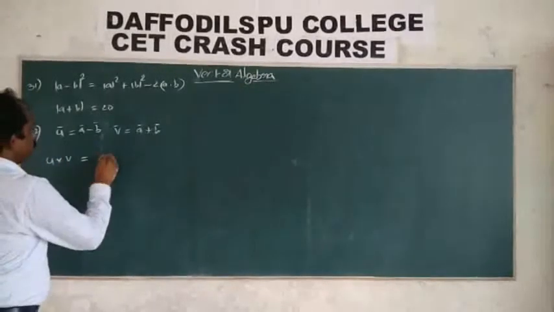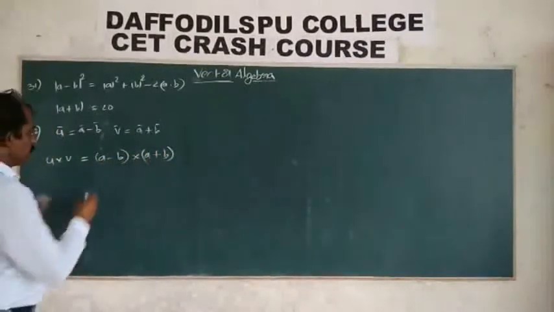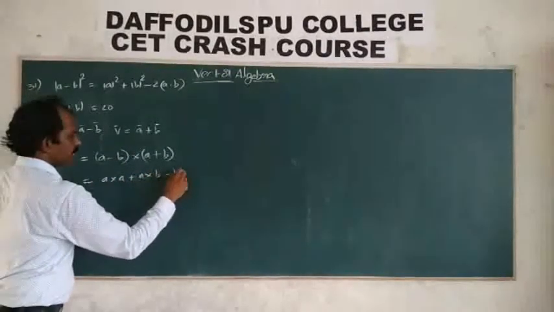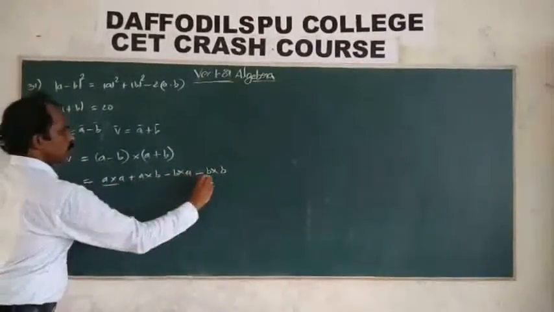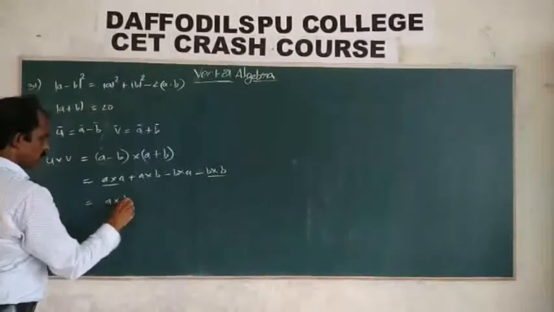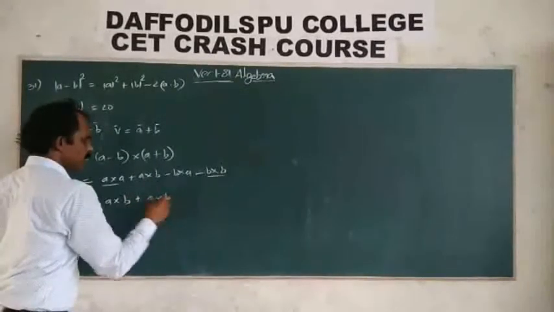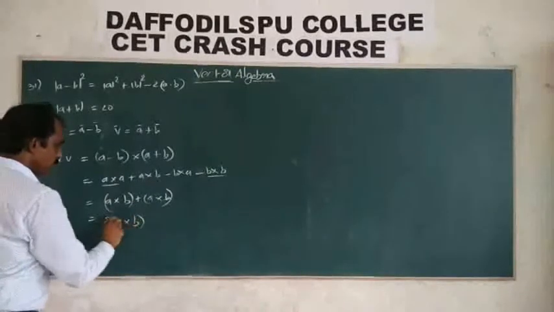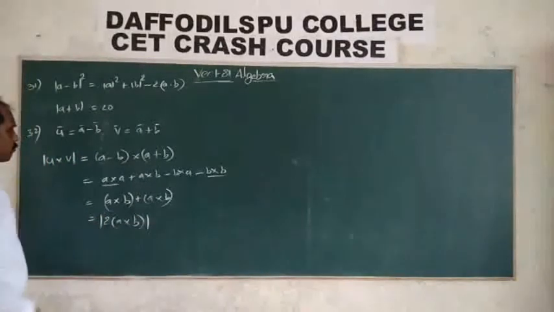What is u cross b? A minus b cross a plus b. A cross a plus a cross b minus b cross a minus b cross b. This value is 0, this value is 0. A cross b minus, in place of minus, the complementary product is not possible. Therefore, a cross b plus a cross b, that implies 2 times a cross b, right? Now take the modulus.